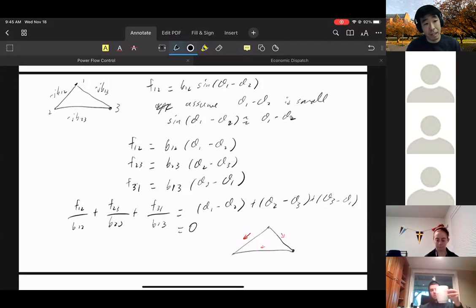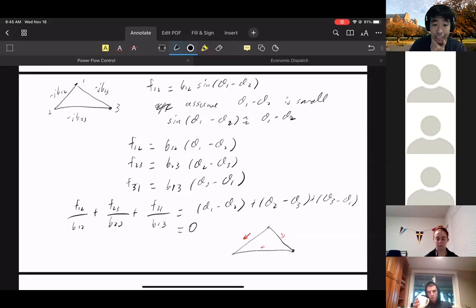Here, if you look at the summation of the flows in a loop, a weighted sum of the flows in a loop ends up being zero. So this is one realization of Kirchhoff's law. And this is far from just a curiosity.